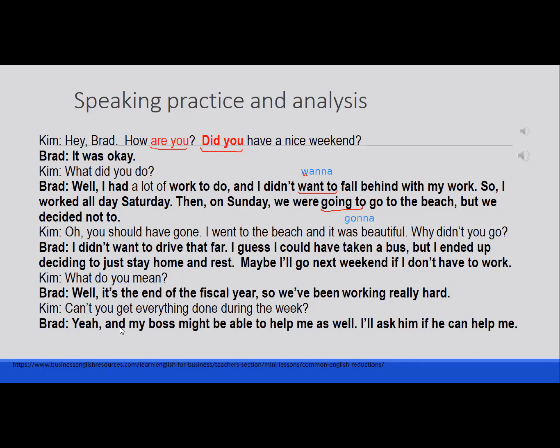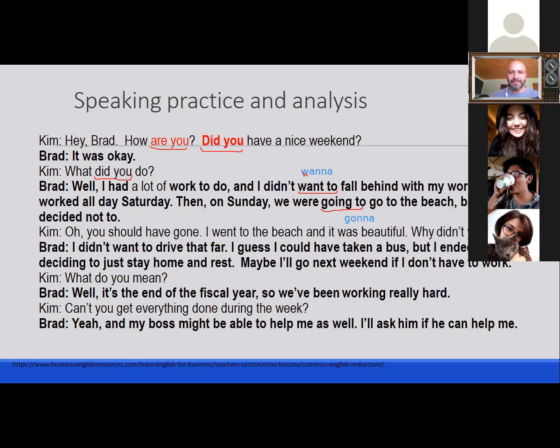Anything else? Can you join the conversation and see if you can identify other reductions or other features of connected speech? Maybe we can take the other sentences. What do you think, Fernanda? Would you like to take a look at the other sentences? Fernanda, you were working with Jenny, is that right?